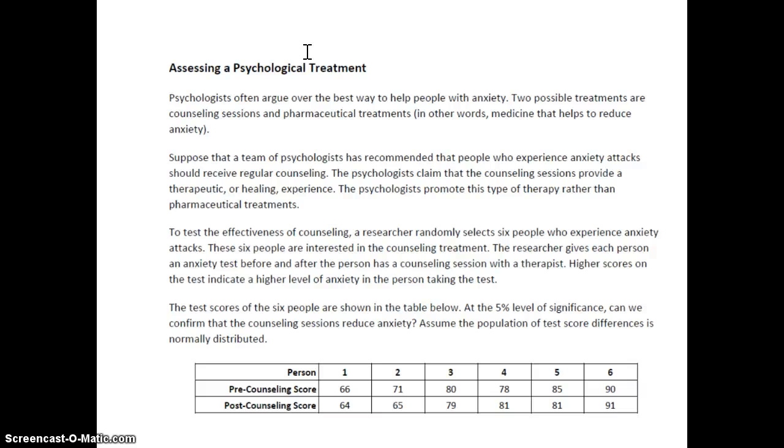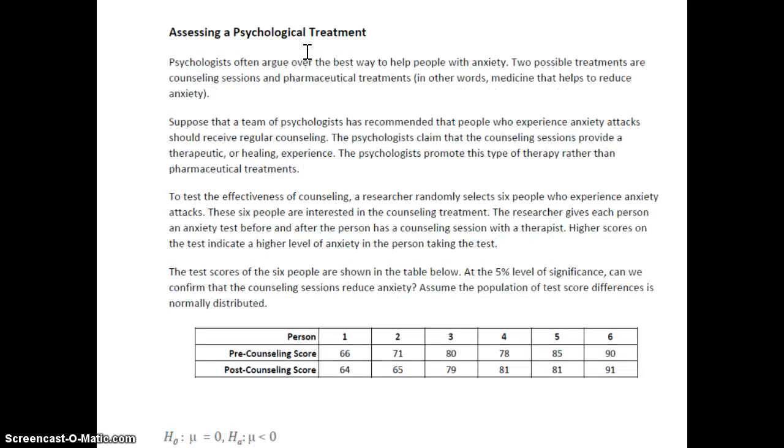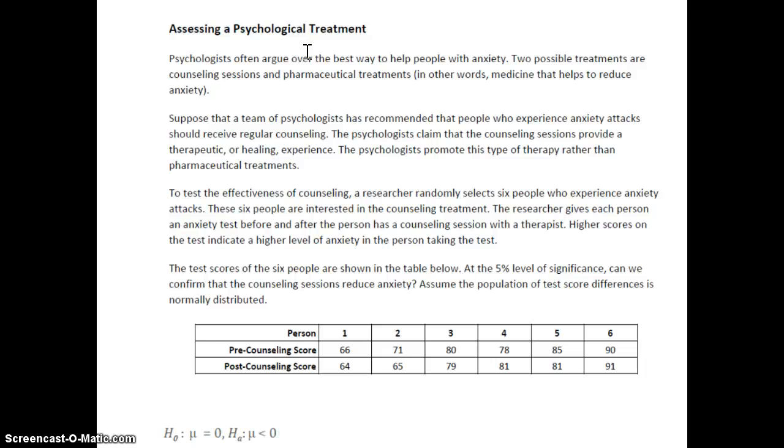Okay, the next thing we're going to do is look at running a hypothesis test for paired data. Now, psychologists often argue over the best way to help people with anxiety. Two possible treatments are counseling and pharmaceutical treatments, in other words, medicine. Suppose a team of psychologists has recommended that people who experience anxiety attacks should receive regular counseling. The psychologist claims that counseling sessions provide a therapeutic or healing experience. The psychologists promote this type of therapy rather than pharmaceutical treatments.